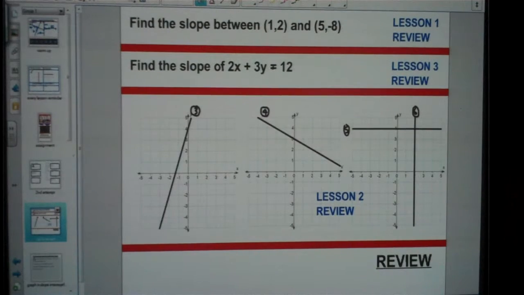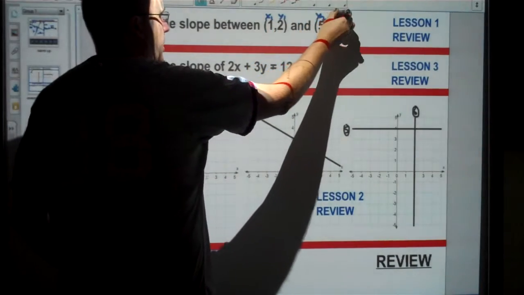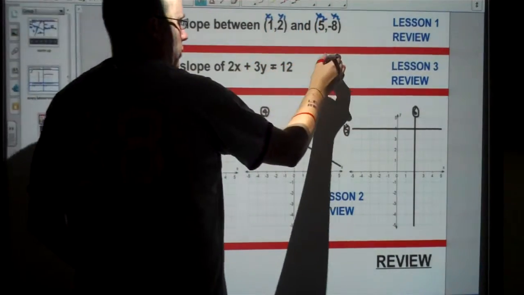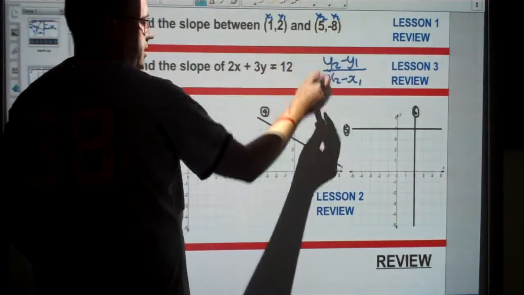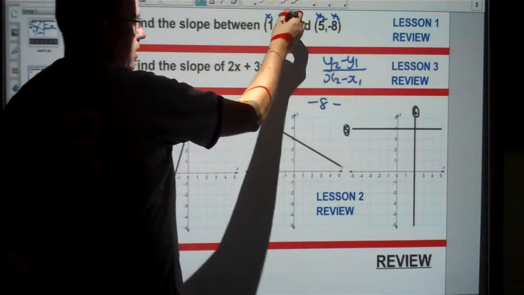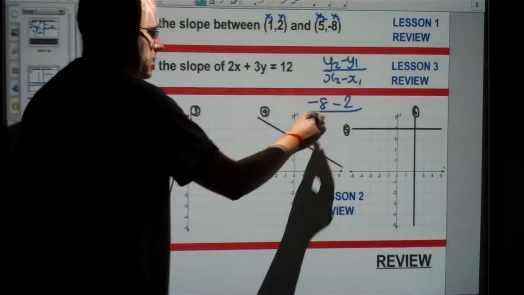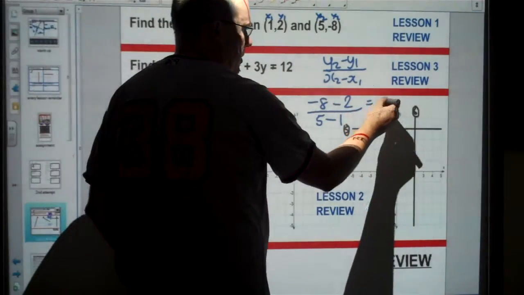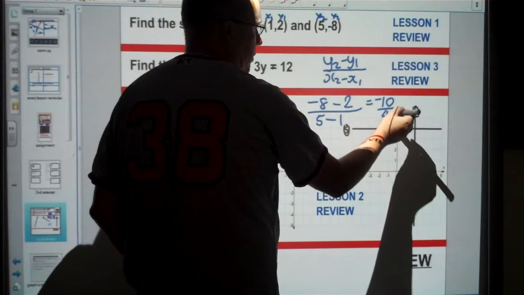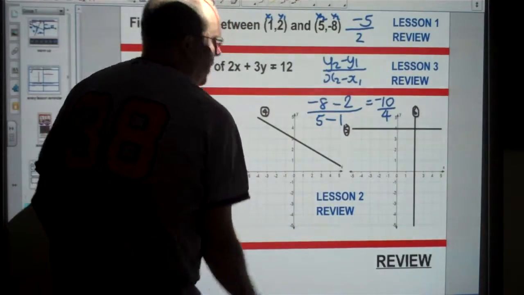We also did a quick review of all the things we learned in the previous 3 lessons as well. So if you want to find the slope between 2 points, first of all label them as x1, y1 and x2, y2, and then we're going to use the formula y2 minus y1 over x2 minus x1, where y2 is -8, take away y1, which is 2, divided by x2 minus x1, so 5 minus 1. And if we work this out in stages, -8 take away 2 is -10, 5 take away 1 is 4, and then if we simplify by dividing both by 2, we end up with -5 over 2.